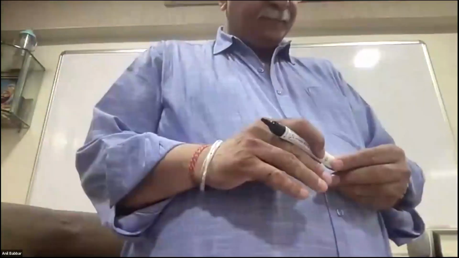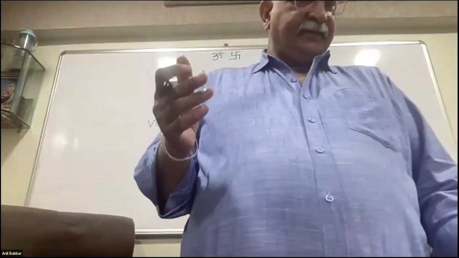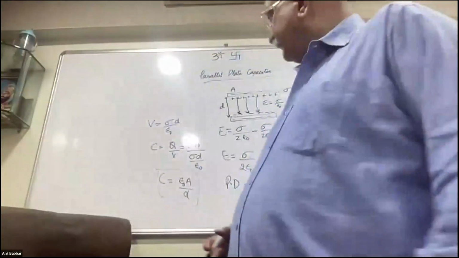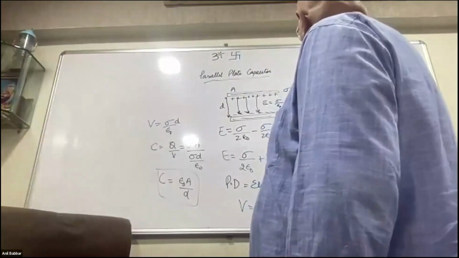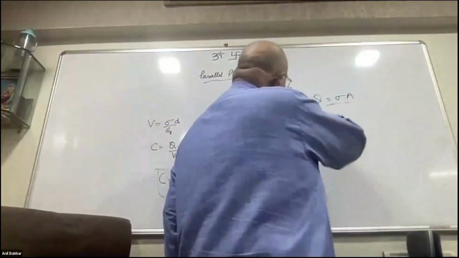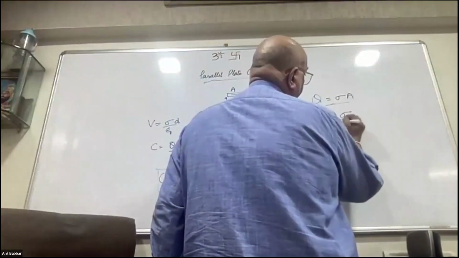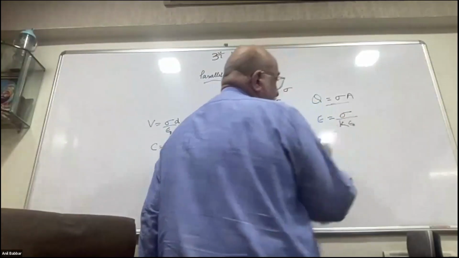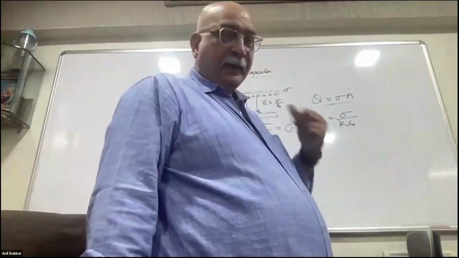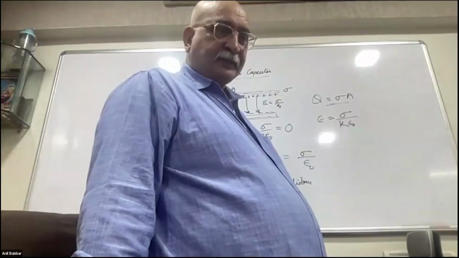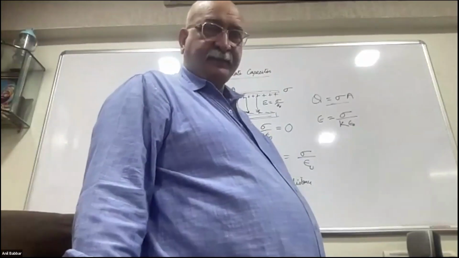Now, if some dielectric medium is placed in it, right? Suppose a dielectric material of dielectric constant, say K, is placed in between. Then the electric field will be 1 by K times this, that is equal to sigma upon K epsilon naught, right? And charge, we have sigma times A, right?